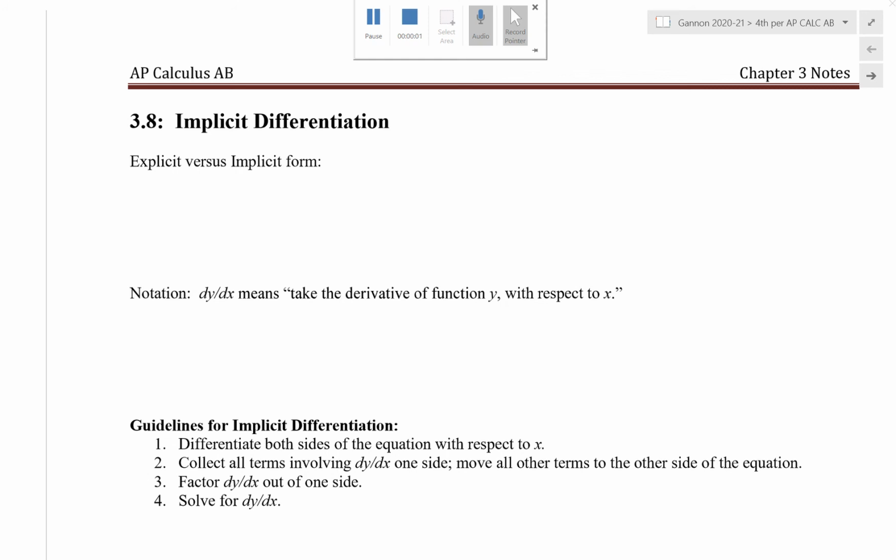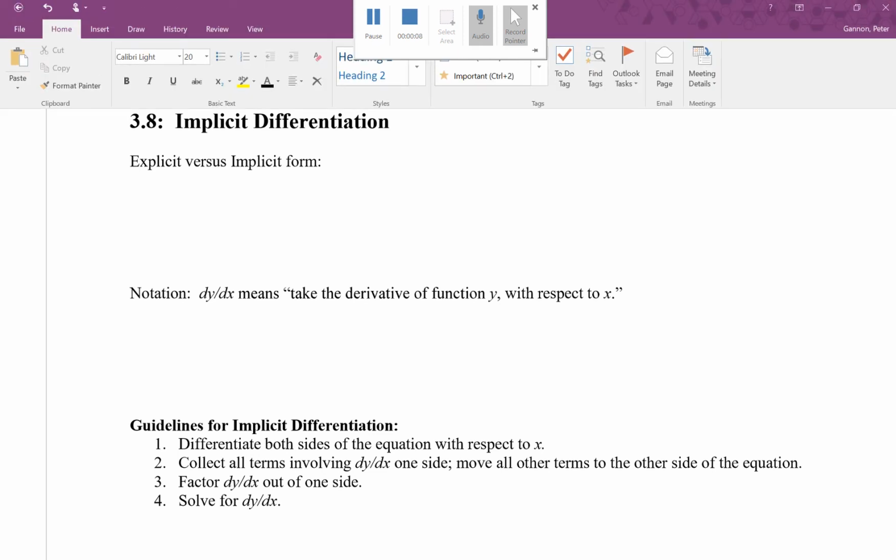Hey Calc students, this video is for 3.8 to go over implicit differentiation. We're going to jump in and get started right away.